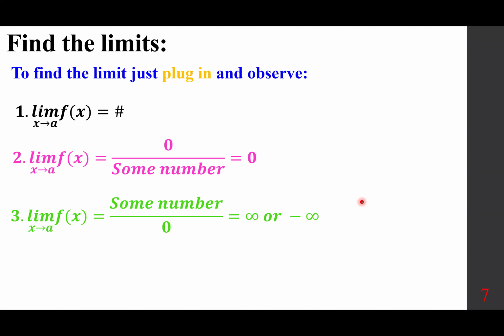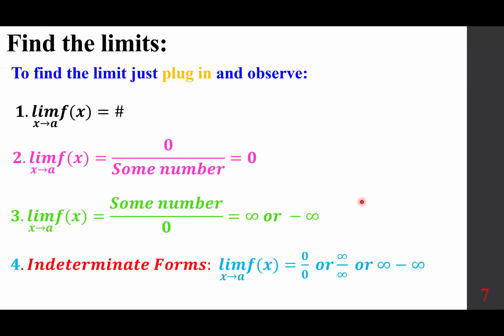most of the time in calculus, we end up with indeterminate forms. Examples: the limit of f of x as x approaches a is 0 over 0, infinity over infinity, infinity minus infinity. It doesn't mean that we have a definite answer here. It means it's indeterminate. We have to use our algebraic techniques to figure out what the answer is.